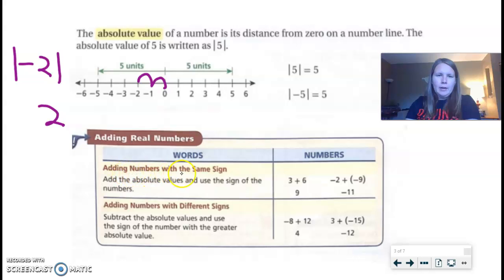So remember that when adding numbers with the same sign, you just keep the same sign, okay? In this case, they're both positive. You add them together and you've got a 9.